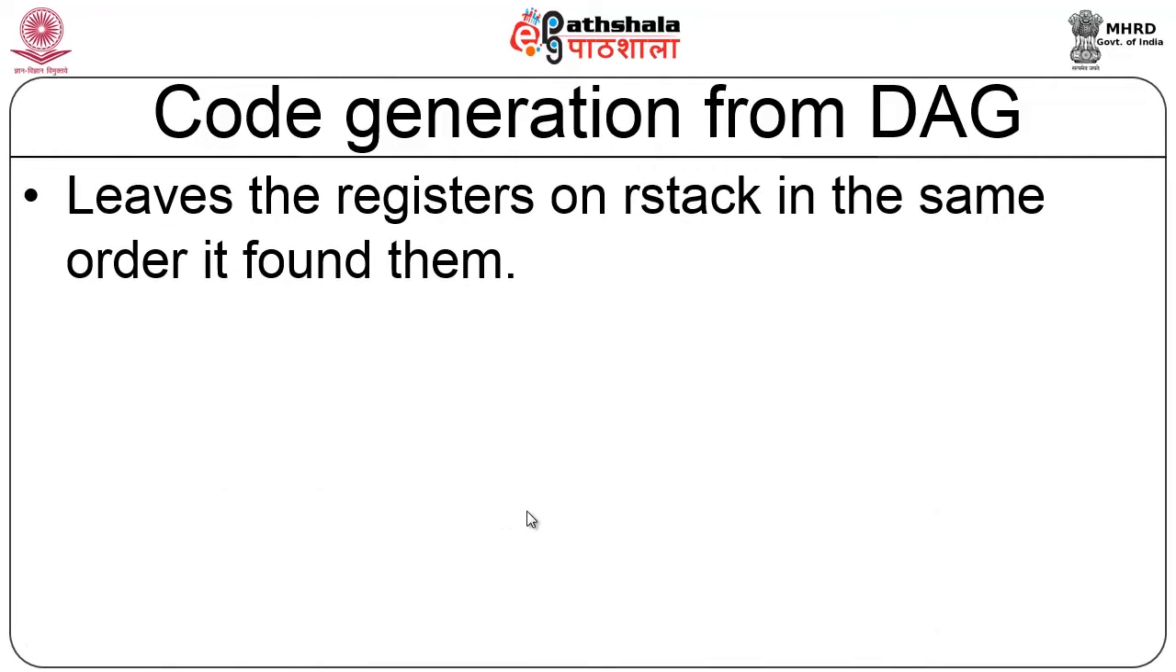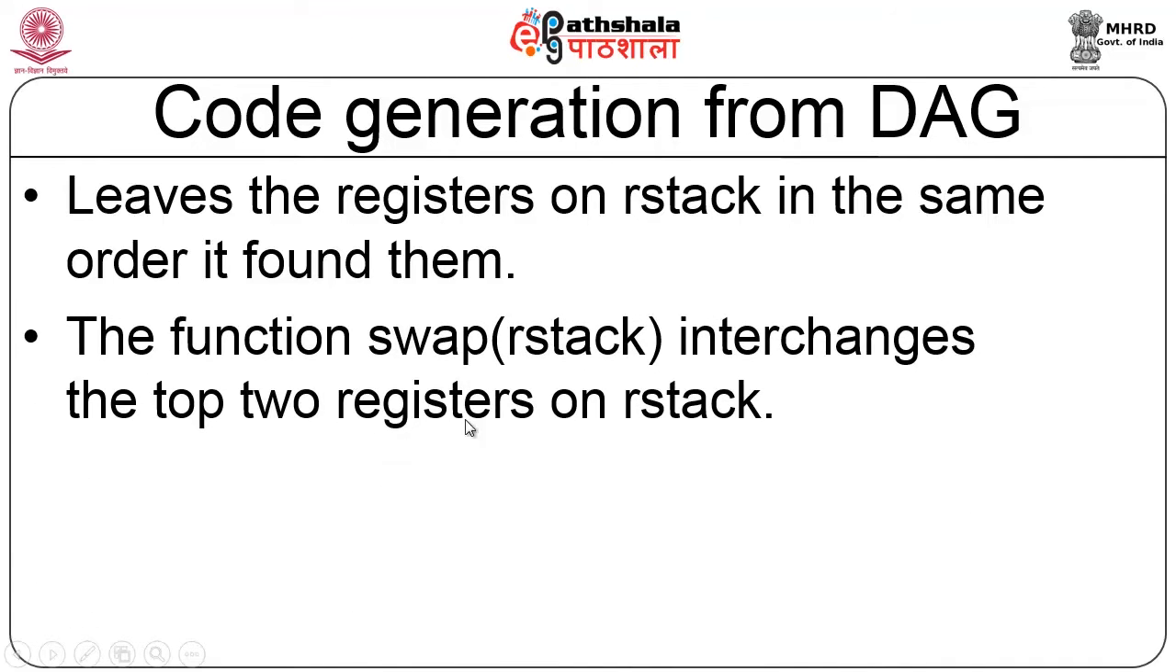This algorithm leaves the registers on the R stack in the same order it has found them. The function we are going to use here is called swap, where it will look at the R stack content and interchange the top two registers on the stack. So, this is called when we want to swap the two registers available on the stack. Other than this function, the push and pop functions, which are typical for a stack, are also going to be used.